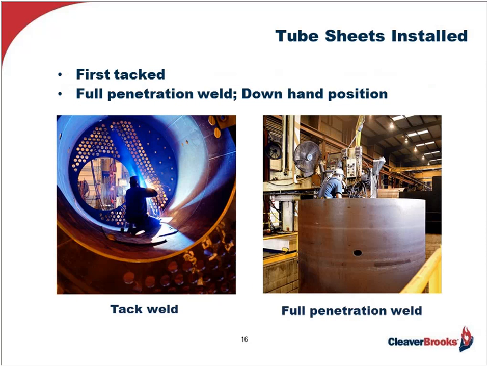Completing the shell in tube sheet construction, the respective pieces come together, and the tube sheets, both the front and the back, are first tack welded into the shell before moving to the upender machine for fully welding the tube sheets into place. And as you can see, it is performed automatically and in the downhand position.